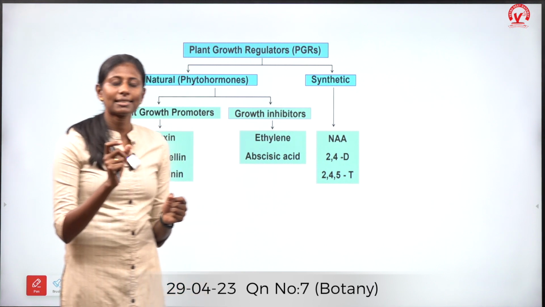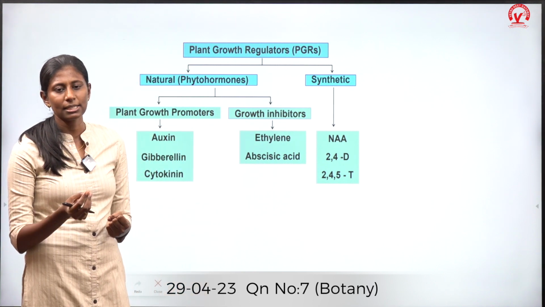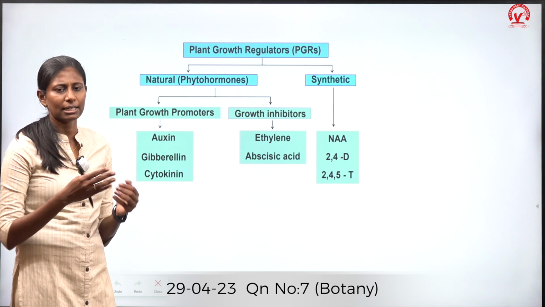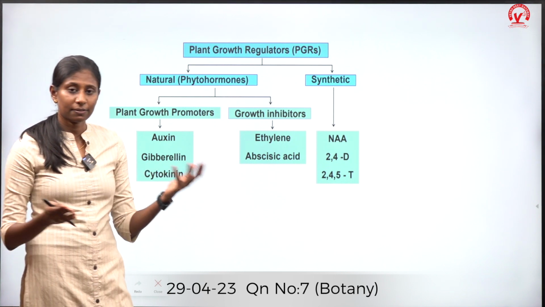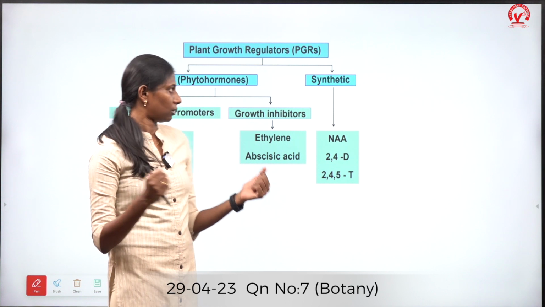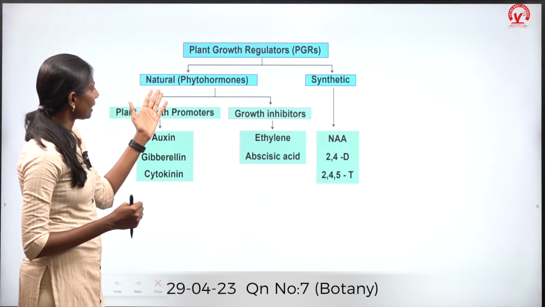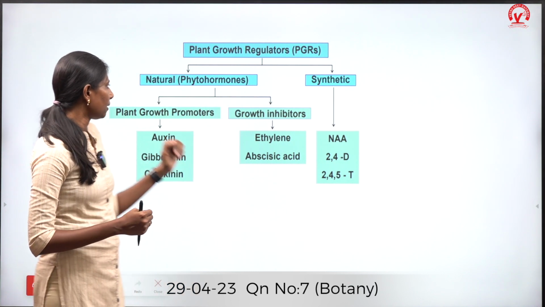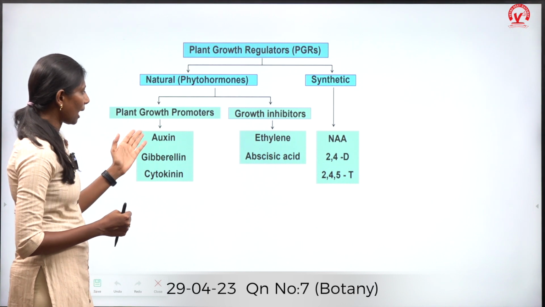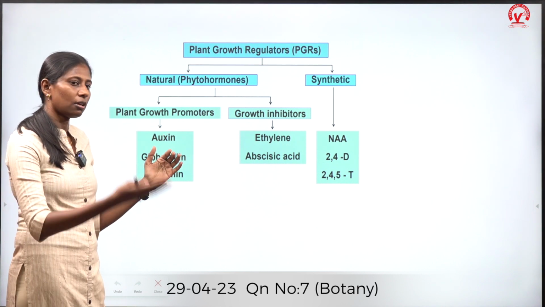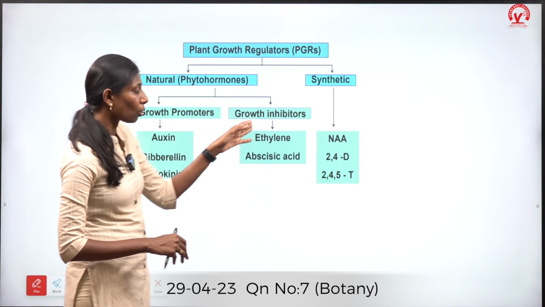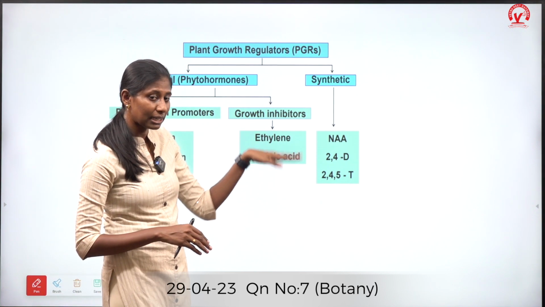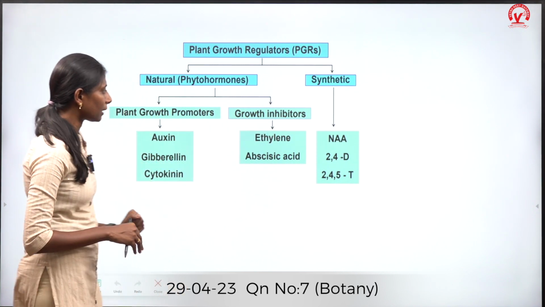These are the organic substances produced by the plants in very small quantities and transported to the different parts of the plant for the growth and metabolism. Usually they are classified as natural and synthetic. In natural also there are plant growth promoters, which will promote the growth of the plant, and growth inhibitors. The name itself tells it will inhibit the growth of the plants.